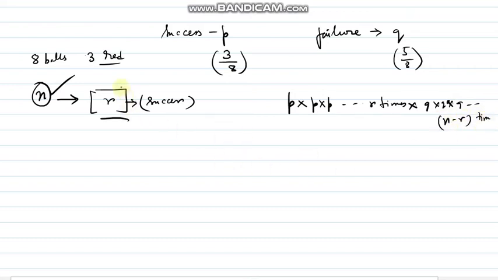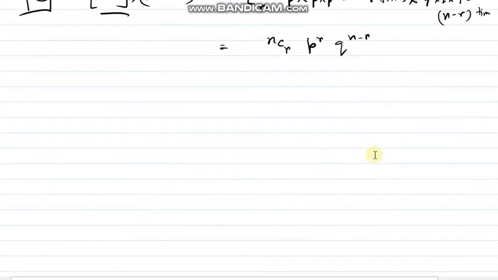Now how many ways can I select these R from these n? That can be done by nCr. So the formula will be nCr P to the power R Q to the power n minus R. You can clearly see this is the binomial distribution formula, right?